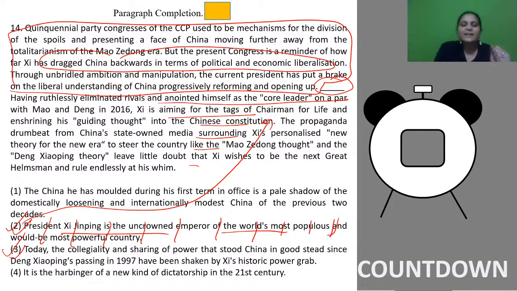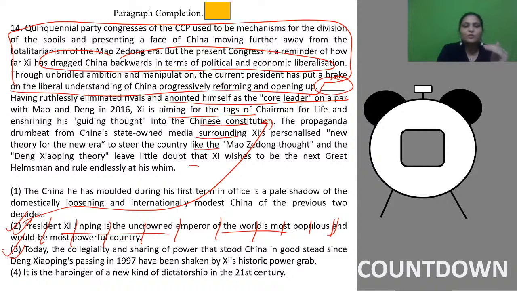Today, the collegiality and sharing of power that stood China in good stead since Deng Xiaoping's passing in 1997 have been shaken by Xi's historic power grab. As I told you, we are not talking about Xi here. We are talking about the implications of his leadership here. That's what they want to talk about.